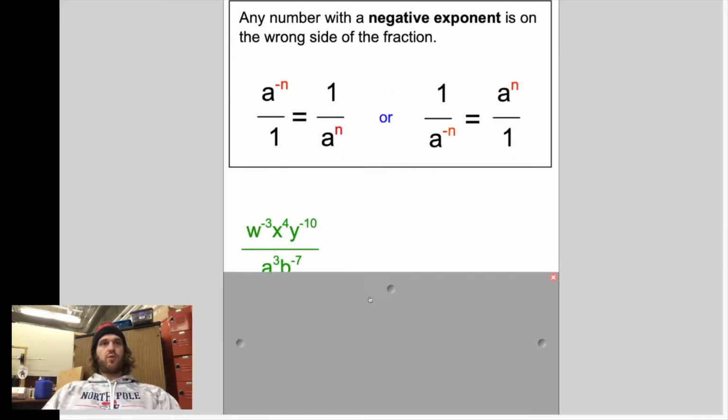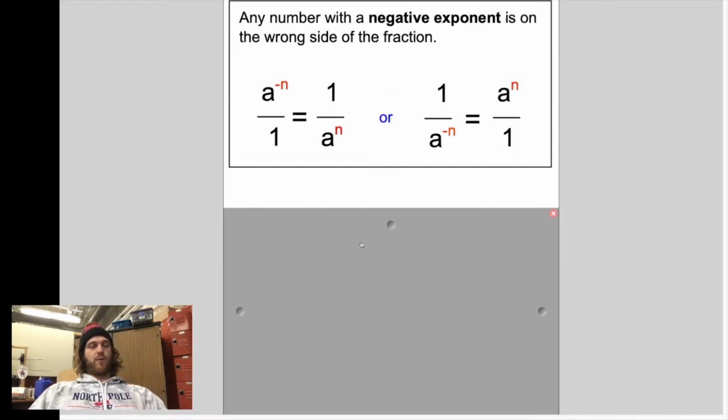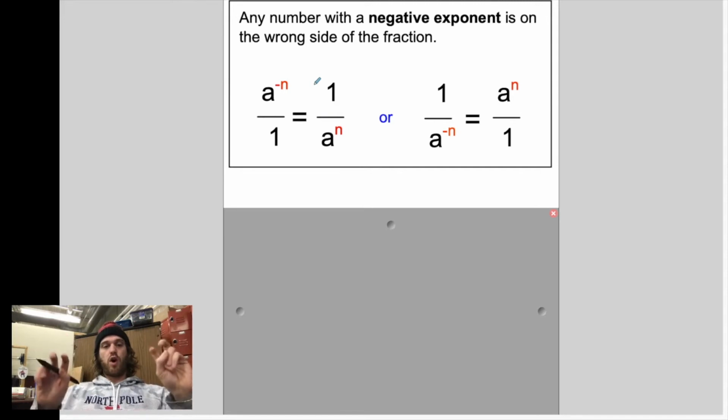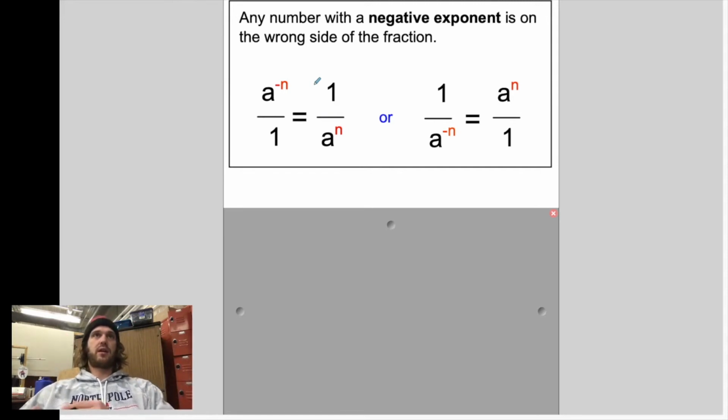All right, so here's rule number 5 for the unit. I've written it in a way that's not super mathematical, I realize, but it's how I remember. It's a good way to get us working. This is the actual law right here. Any number with a negative exponent is on the wrong side of the fraction. I should put that in quotes.